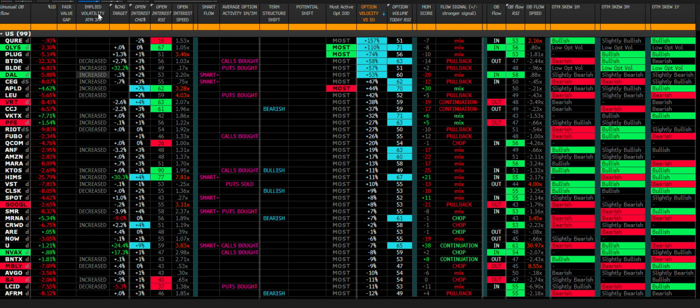Implied volatility at the money, 3 months. It's implied volatility at the money for the 3-month term. When big funds hedge with at-the-money options, you can see rising IV when institutions expect bigger price moves, or falling IV when they expect less volatility and less movement. So you see decreased or increased. We have BLDE, for example, here, with increased volatility.